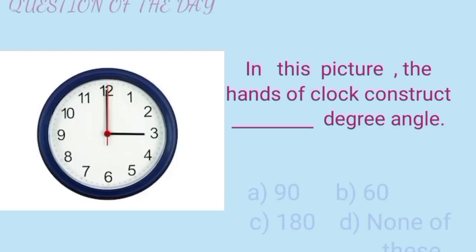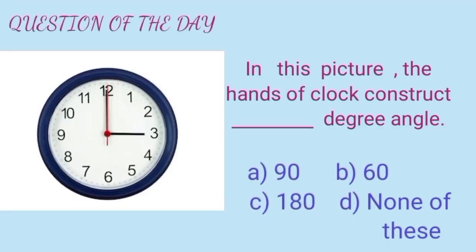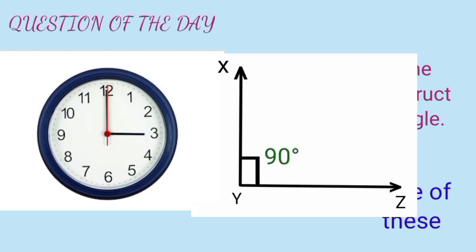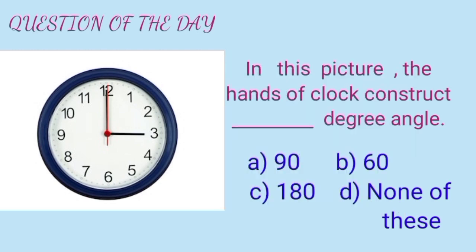Dear students, the question of the day is: in this picture, the hands of the clock construct dash degree angle. Option A 90, option B 60, option C 180, option D none of these. Dear students, look at this clock carefully. 3 o'clock indicates a 90 degree angle. So our correct answer is option A, 90.